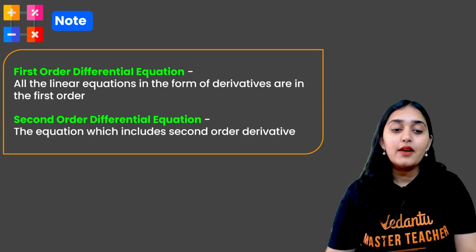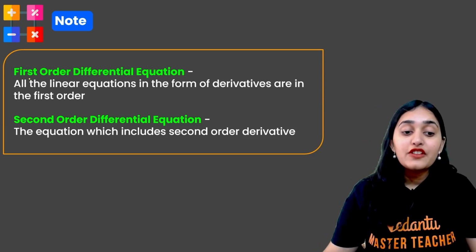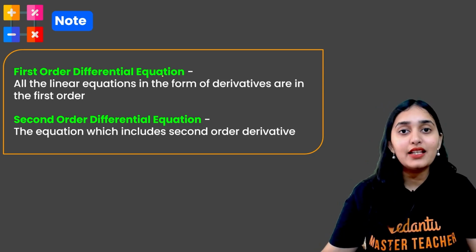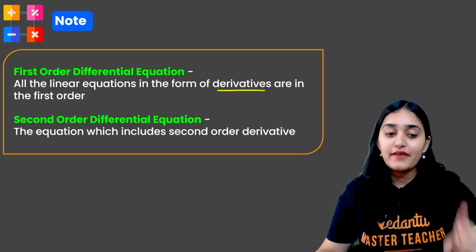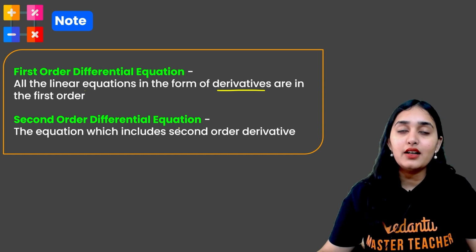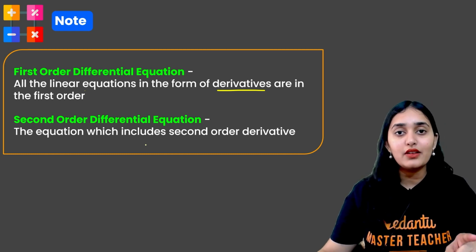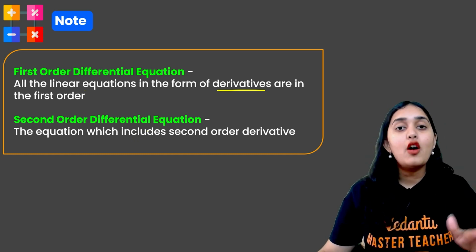Okay. Now, what do we call a first order differential equation? Any differential equation which only has first order derivative, and a second order differential equation will be any equation that has a second order derivative as well.